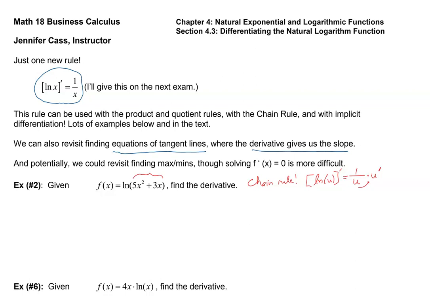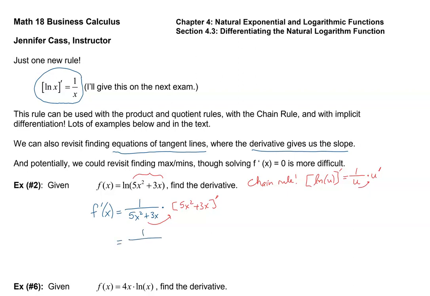So using that for this function, I'm going to give it a label, f prime of x. First thing I do is write 1 over that inside stuff without changing it. 1 over 5x squared plus 3x. Then the chain rule says I have to multiply by the derivative of that 5x squared plus 3x. And you could go right to the derivative there. I always like to say what I'm going to do first in my notes.